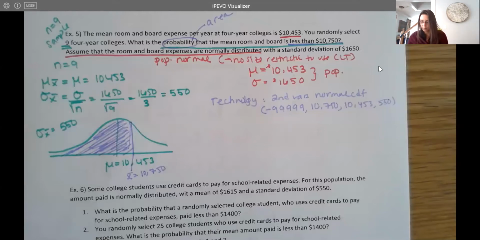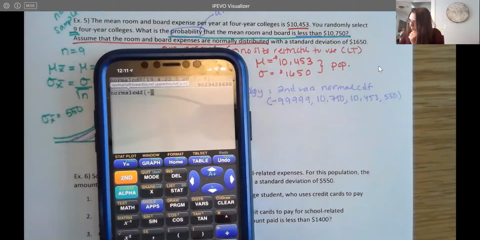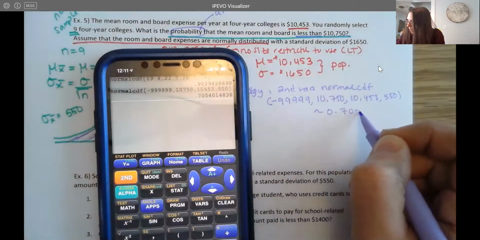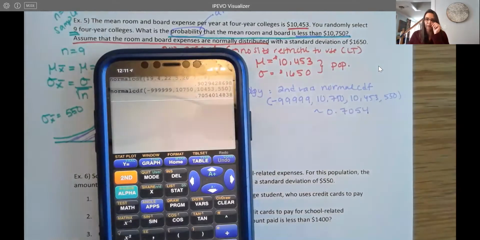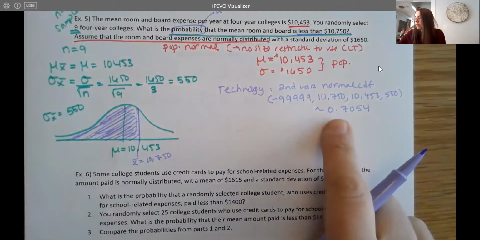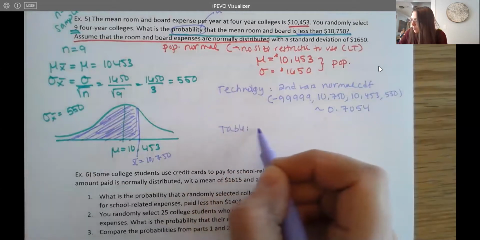All right, so second vars, normal CDF, so negative 99999. I'm not even really counting my nines there, just as long as it's a big enough number, it's fine. 10,750, 10,453, and 550. And when I hit enter, I get about 0.7054, rounding to 4 decimal places there. So about 70.54%, right? So what's the probability that the mean room and board is less than 10,750? About 0.7054.